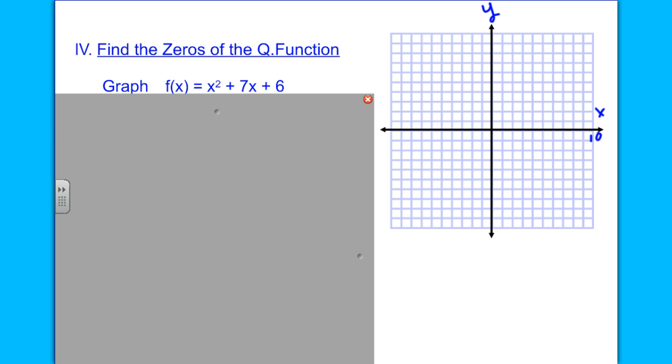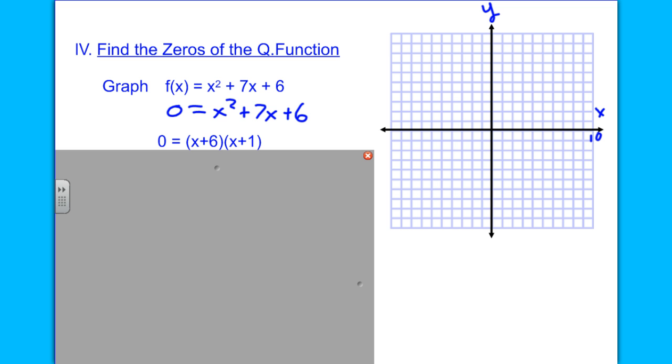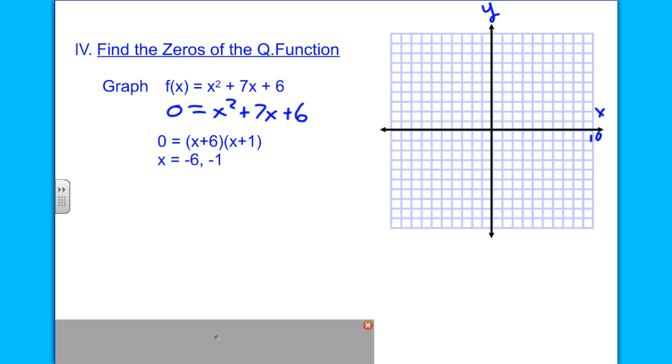So go ahead and plug in 0 and factor this equation. So we can say 0 equals x squared plus 7x plus 6, right? And so now when you factor that, what factors of 6 give you 7 in the middle? So we could say x plus 6 and x plus 1. So what are those x-intercepts? Good, -6 and -1. That's what would make those 0. And so we know those are the x-intercepts.